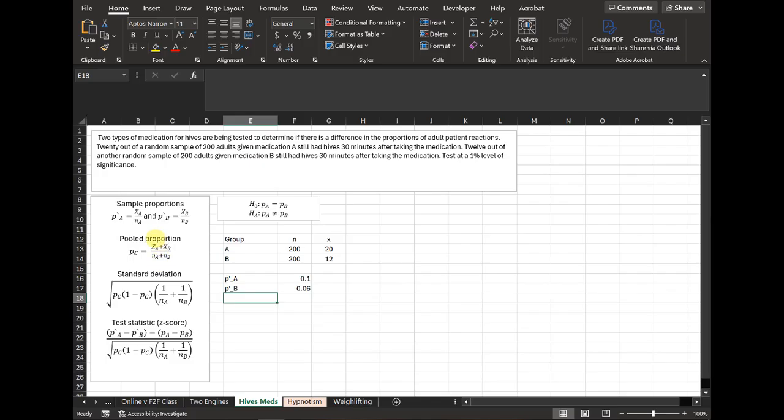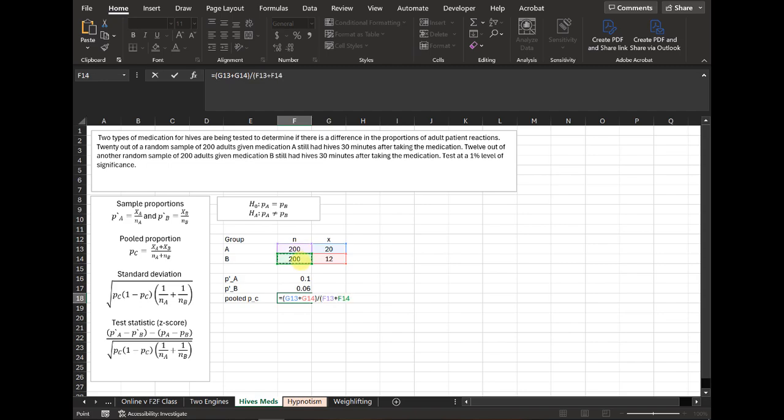And then you also need to compute a pooled proportion. So I'm going to call this my pooled P. That's referred to as P sub C, and we know it's a pooled proportion. And that is found by taking the two numerators for each proportion and adding them and dividing that by the two denominators. So just make sure when you do this that you do have parentheses around the top and on the bottom, or you are going to get an order of operations problem with this. Okay, so those are now all going to go into the next set of calculations.